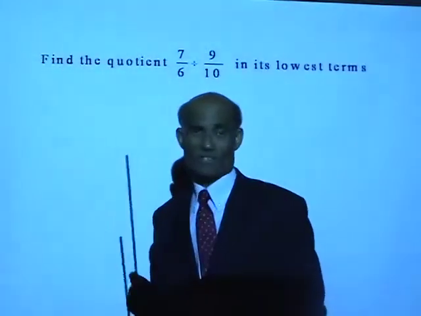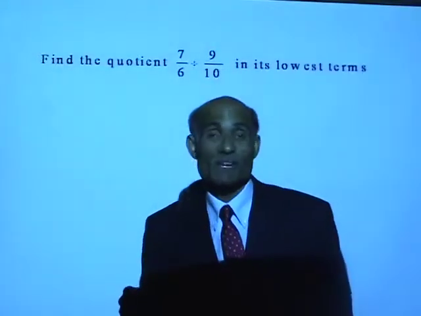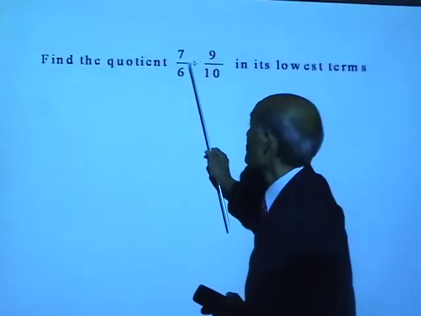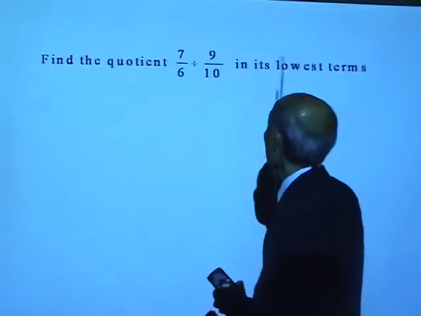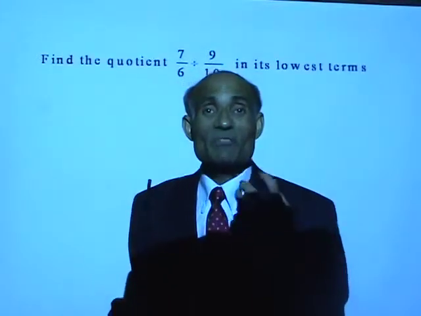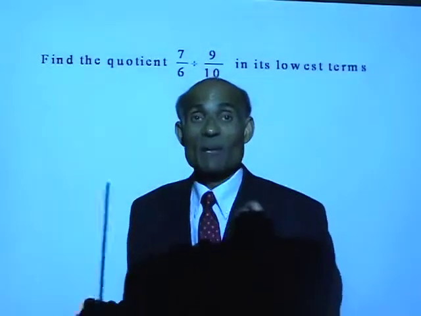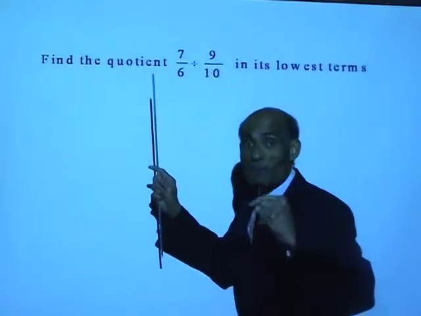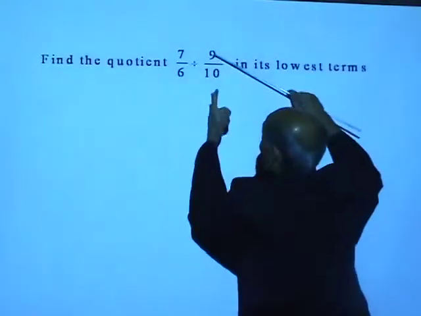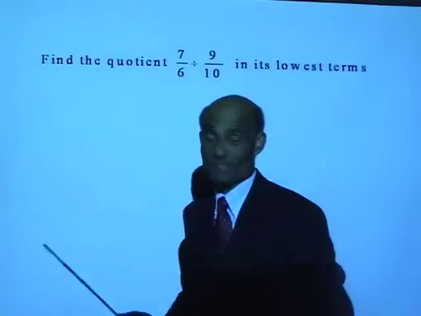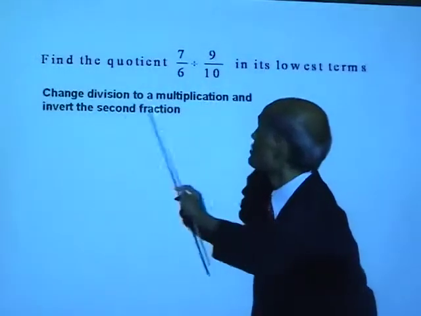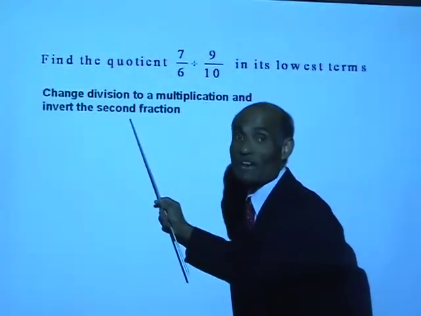Find the quotient. I hope you remember how to divide a fraction by another fraction. Find the quotient. 7 over 6 divided by 9 over 10 in its lowest terms. How do we do this? Division by a fraction can be done by changing the division to a multiplication. Now, when you change the division to a multiplication, you invert the second fraction, right?